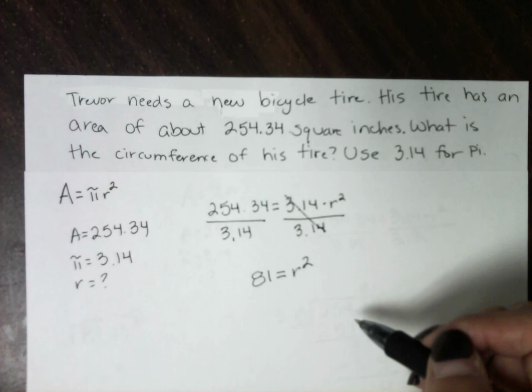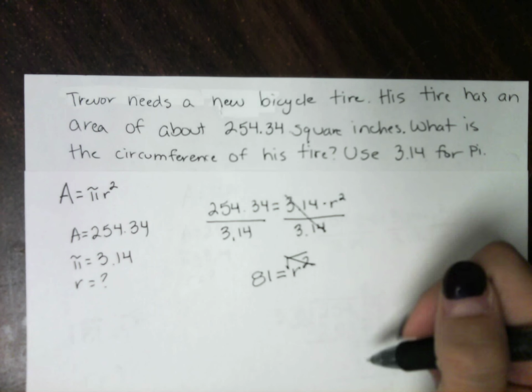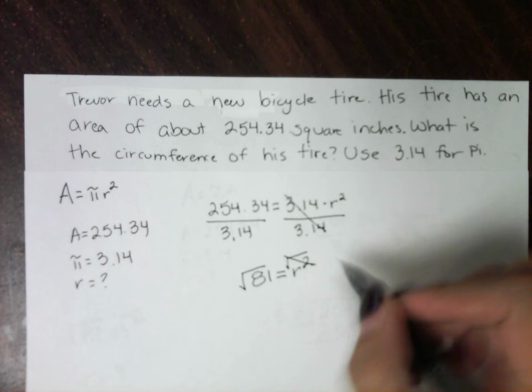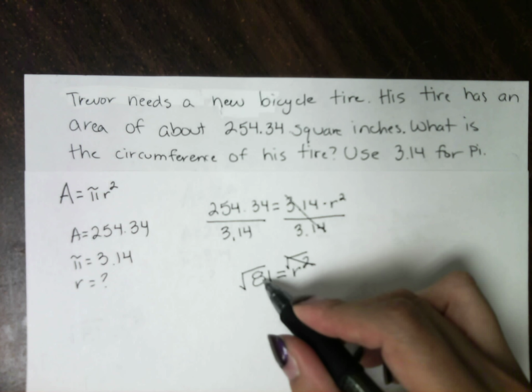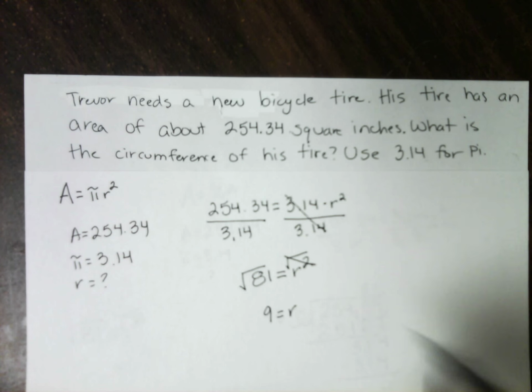Now, like we talked about in class, the square root is the opposite of squared. So I'm just going to cross those out. And I'm going to do the same over here, which makes this, whatever number times itself gives us 81, which is 9, is r. So that's the first part of the problem.